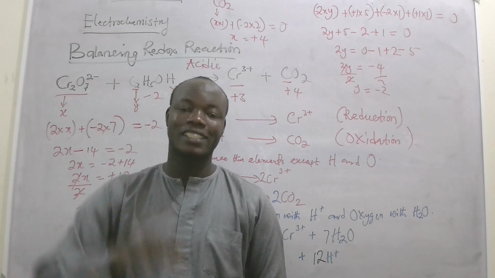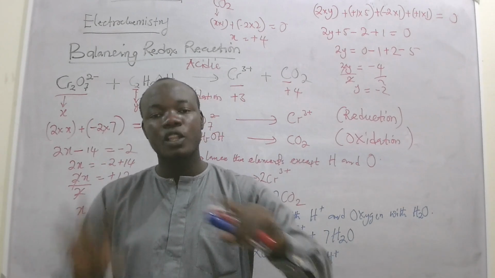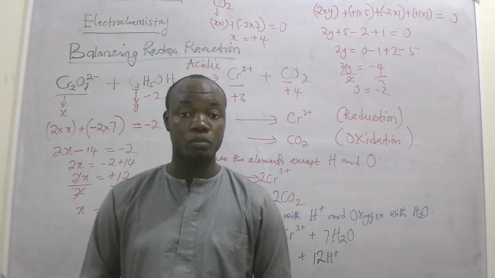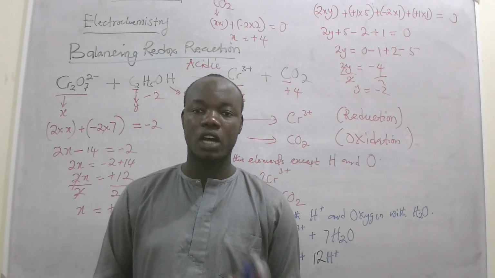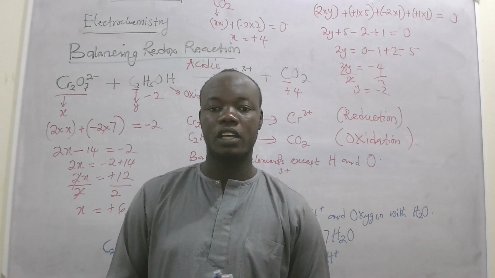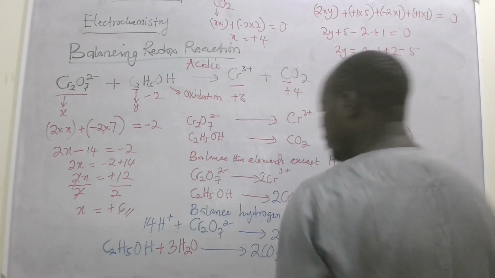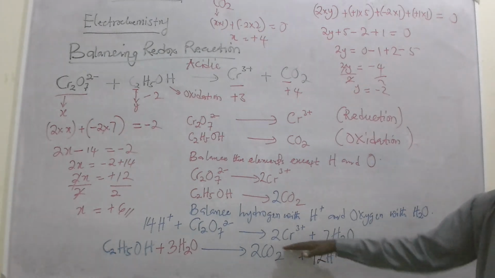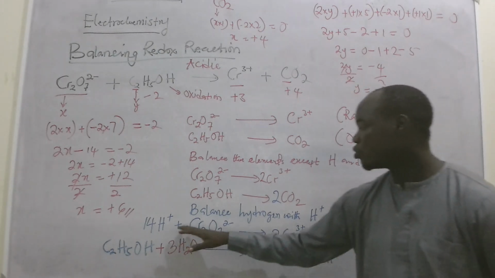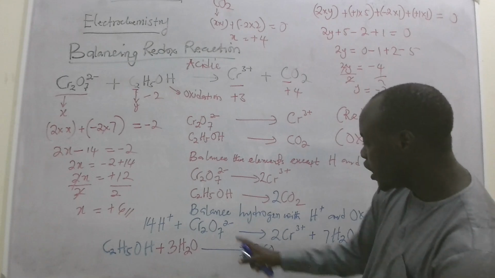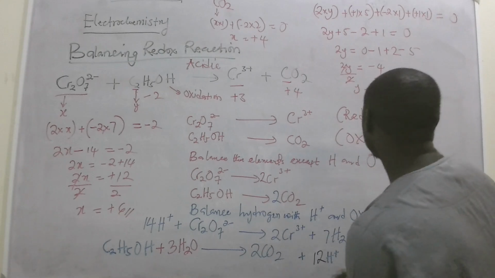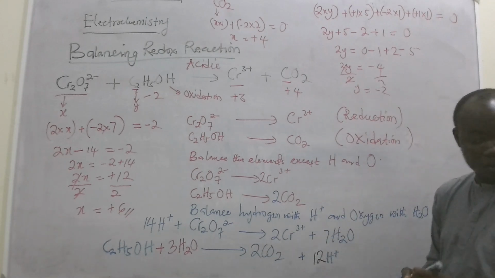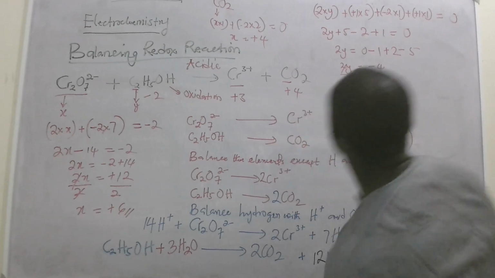So what next? It is to balance the number of electrons. So how are we now going to balance the number of electrons? We are going to calculate how many electrons are here and how many electrons are here. So we are just going to consider from here, we can see that chromium.